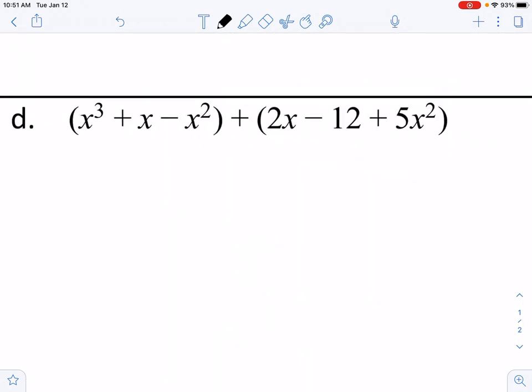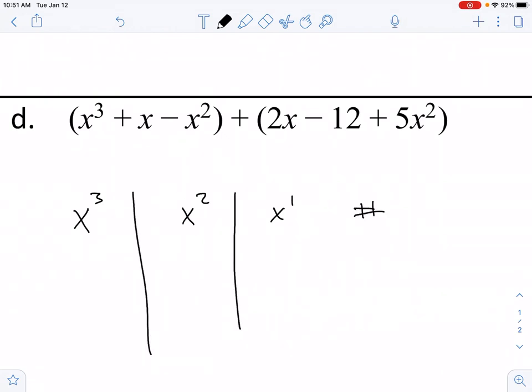All right, so I'm going to do that same strategy here. I'm going to look at what's my largest exponent value. And my largest exponent value is a 3. So I'm going to have x to the third, x to the second, x to the first, and my regular numbers. So everybody should have a category to go to. So I'm going to take x to the third.